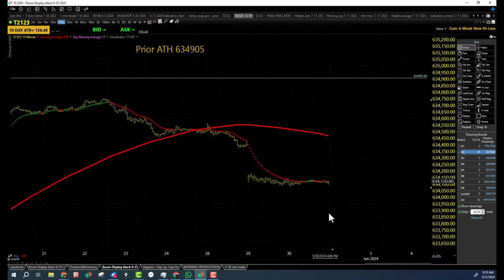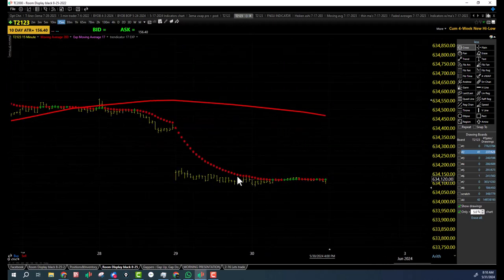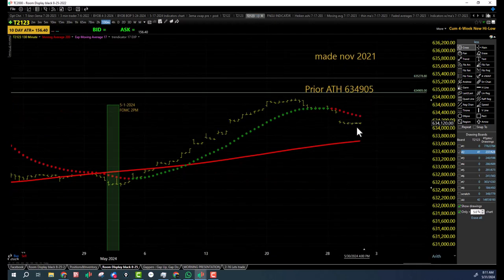All right, T2123. Yesterday's price action, red, green, some more red, some more green. All in all, just flat right here. Like to see this rubber band back up to the 200 SMA. On the 3-bar chart, put in 3 more red candles right there.